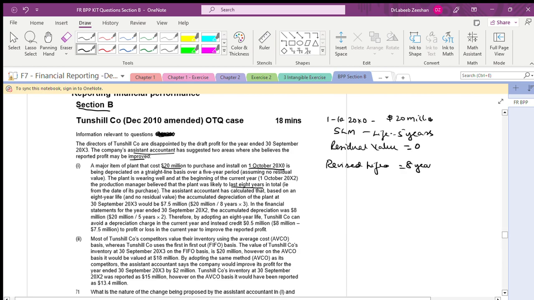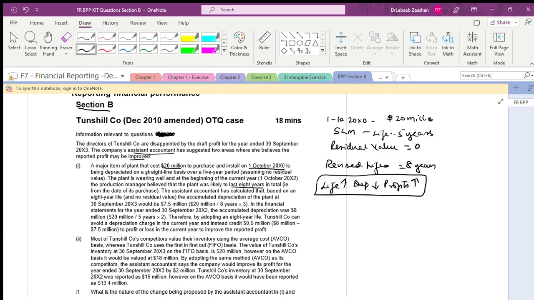See, as simple as that. What will happen when you increase the life? The depreciation amount will decrease and profits will increase. This is the way we can change the profits. They are likely to last for 8 years in total.